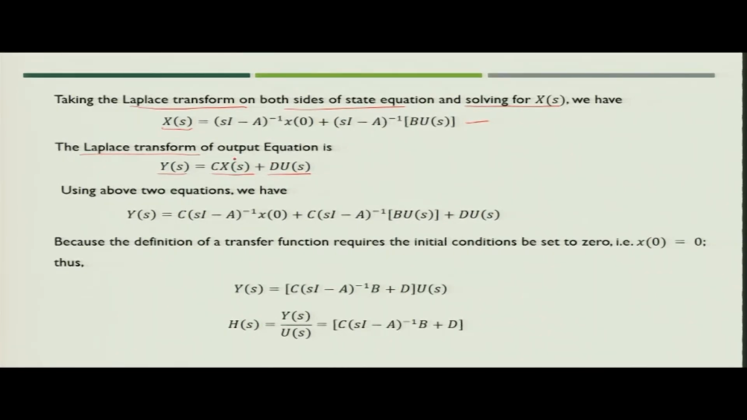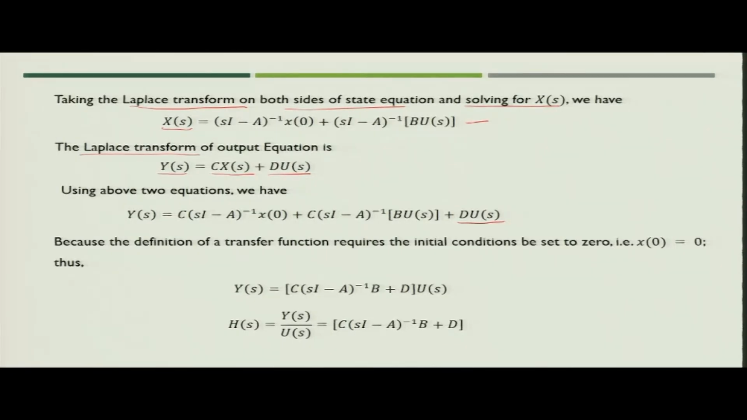Now, in the output equation, if you replace X(s) with the value which we have just computed for X(s), we can write Y(s) is nothing but C into (sI minus A) inverse into x(t=0) plus C (sI minus A) inverse B U(s) plus the component which is there in the output equation related to the input variable, that is D U(s).